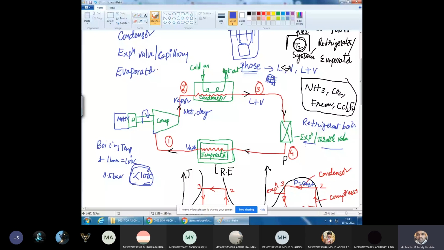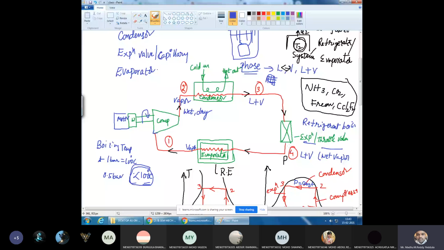Therefore the refrigerant is a mixture of liquid plus vapor. Again, the refrigerant is liquid plus vapor at the end of the expansion valve. It will be wet vapor, and the temperature of the refrigerant leaving the expansion valve is very, very less as compared to the evaporator.